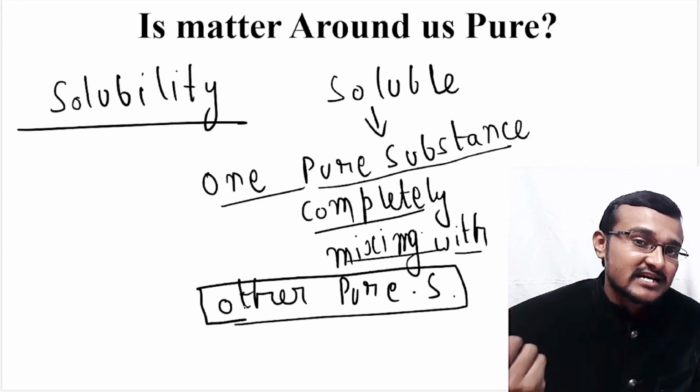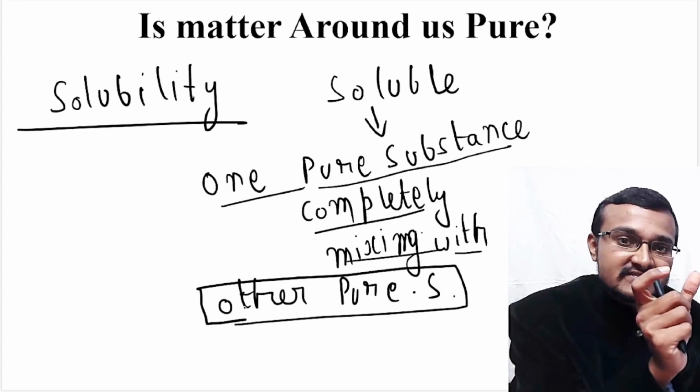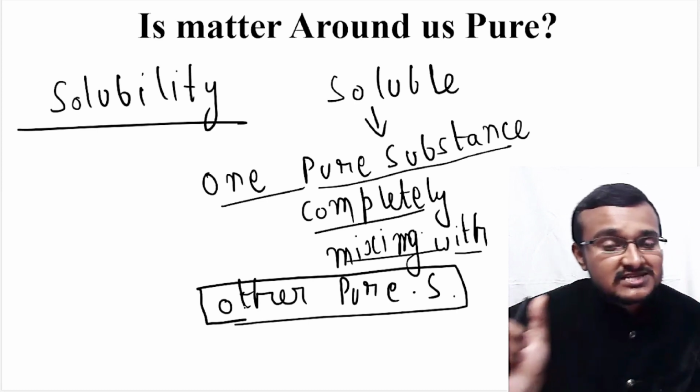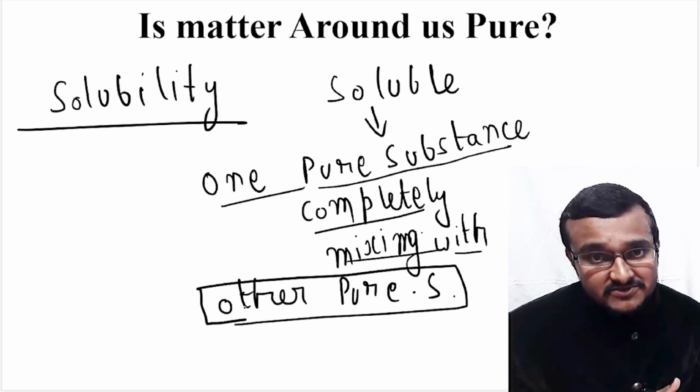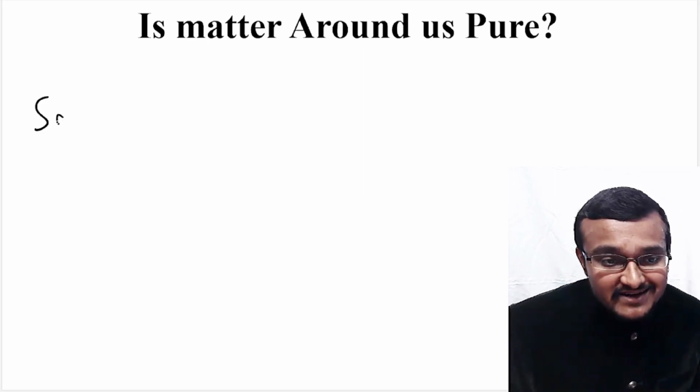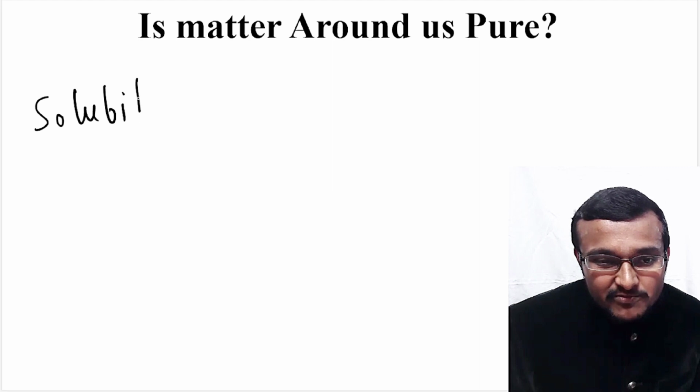So at that particular time you can tell that this particular substance is soluble in another particular substance. That means there is a homogeneous mixture between one substance and the other substance. Now you have understood what the word soluble refers to. Now let us understand what we mean by solubility.